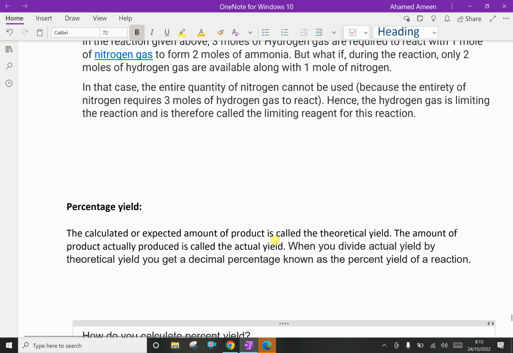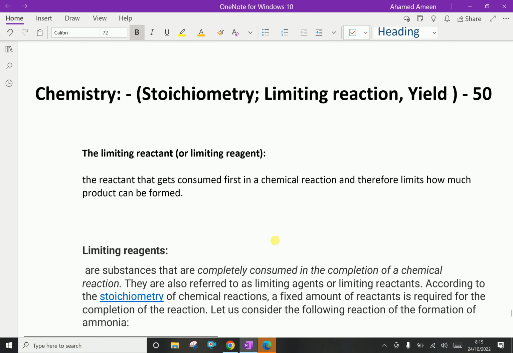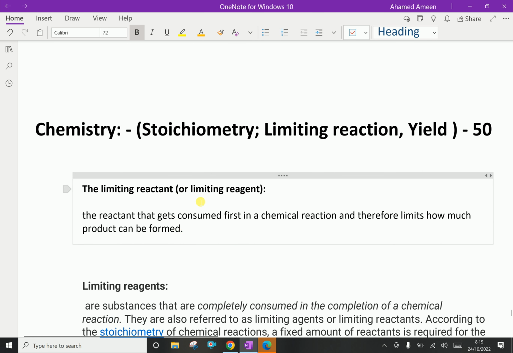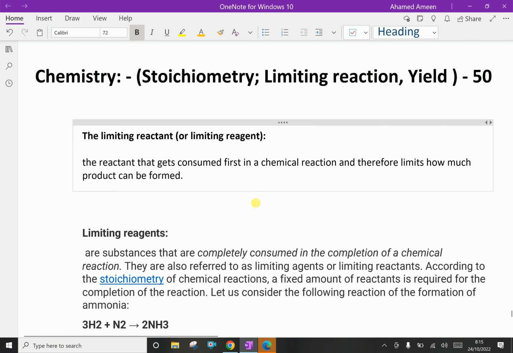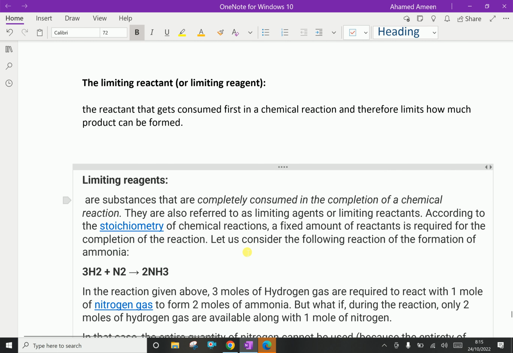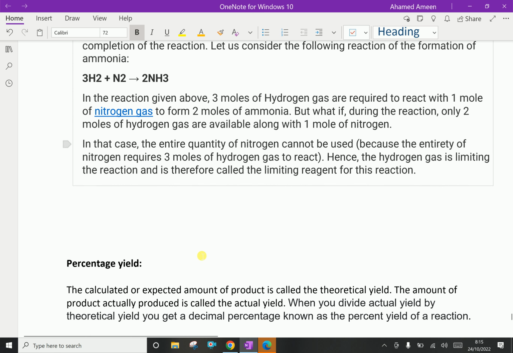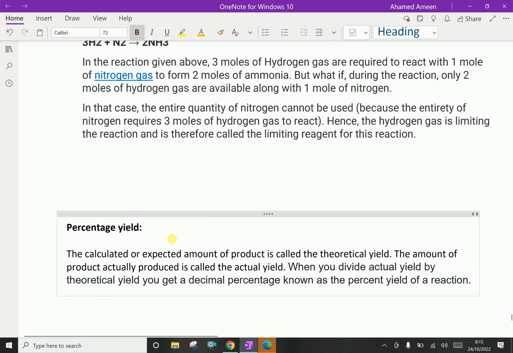From this discussion we understood about the limiting reactant or limiting reagent. That means how the reaction is limited by some reactant. Something insufficient to complete the reaction is called a limiting reagent. And we also discussed percentage yield.